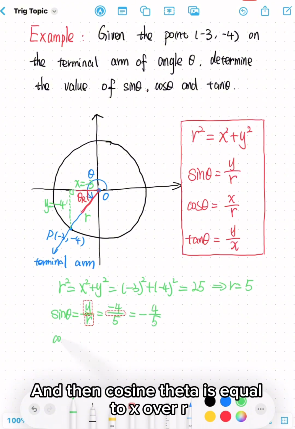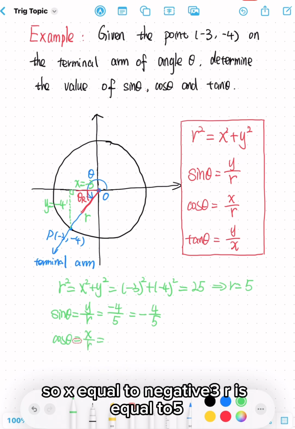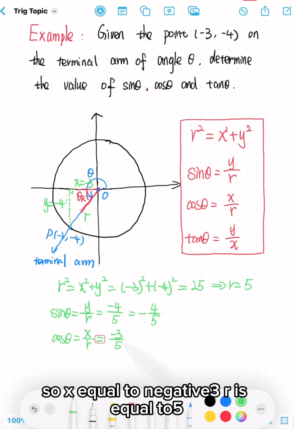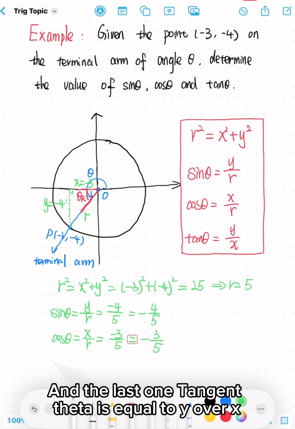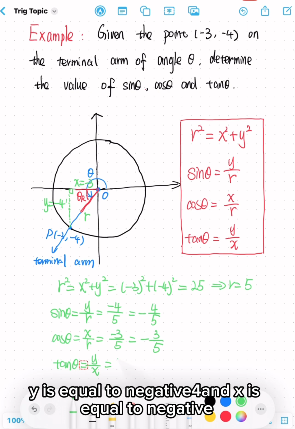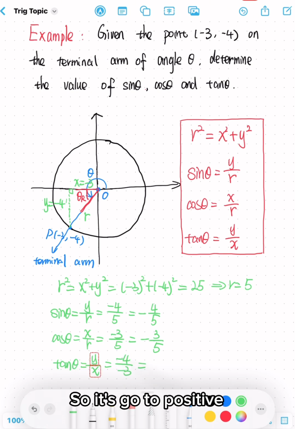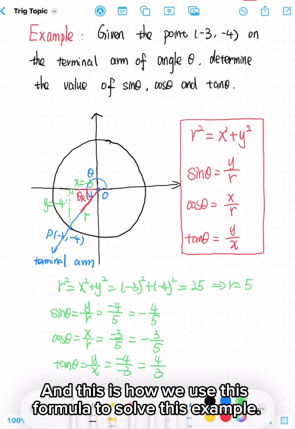Then cosine theta is equal to x over r. x is equal to -3 and r is equal to 5, so it's equal to -3 over 5. And the last one, tangent theta, is equal to y over x. y is equal to -4 and x is equal to -3, so negative over negative becomes positive, and it's equal to 4 over 3. And this is how we use this formula to solve this example.